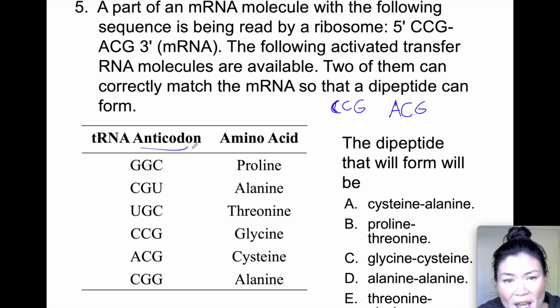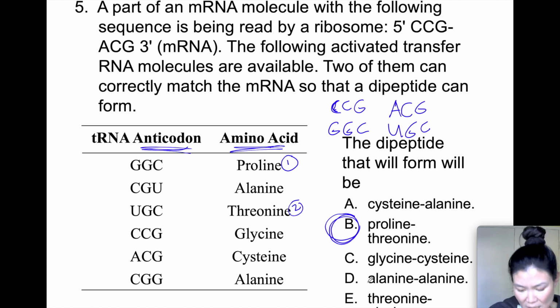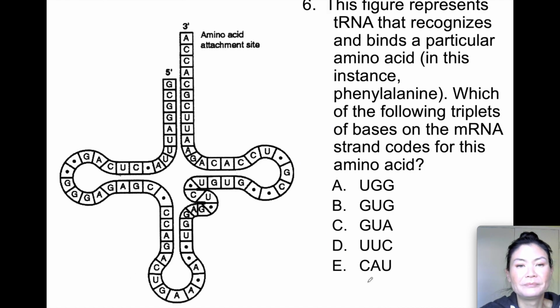They give you the anticodon and then the amino acid that tRNA brings, okay? So let's figure out what the anticodon is then. The anticodon is GGC and then UGC. So what's GGC? GGC is proline. So that's the first one. And then UGC is the second one, so threonine, okay? So the answer is proline and threonine, B. Okay, let me just check my answers. Yes, that is the correct answer.